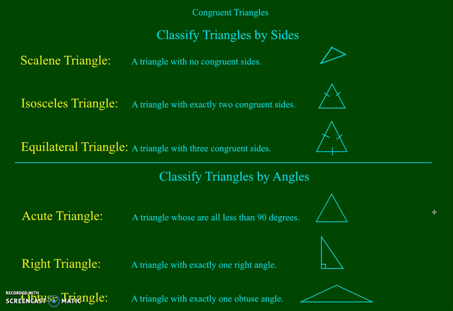Triangles are normally classified in two different ways. We have classification by sides and classification by angles. So we're going to start with the sides, and we're going to take a look at each one of these one at a time and see if we can discover some new information that you may not have seen before.